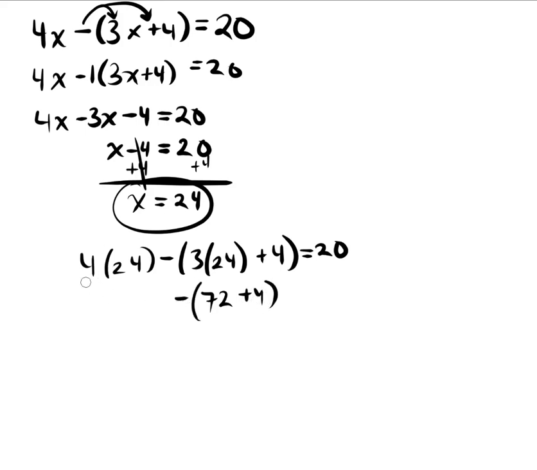So now I have 72 plus 4, right? I have subtraction. I have 4 times 24 is 96. So I now have 96 minus 72 plus 4, and the 72 plus 4 I could actually add together. I get 76. So 96 minus 76 is equal to 20, and indeed that's true. 96 minus 76 is equal to 20, and 20 is equal to 20.